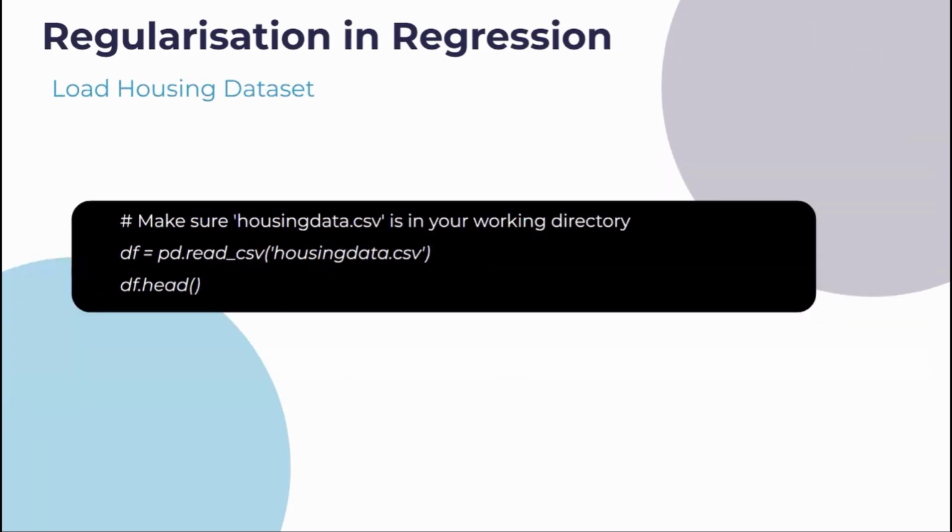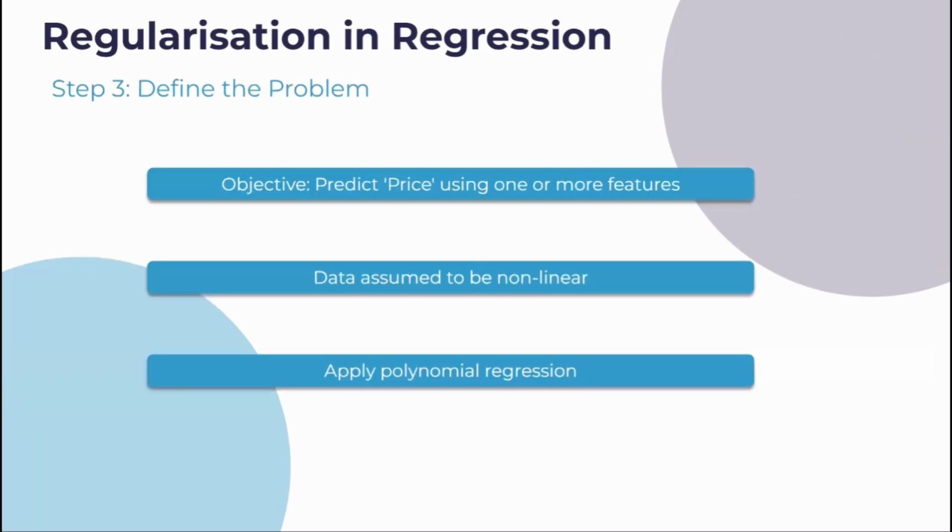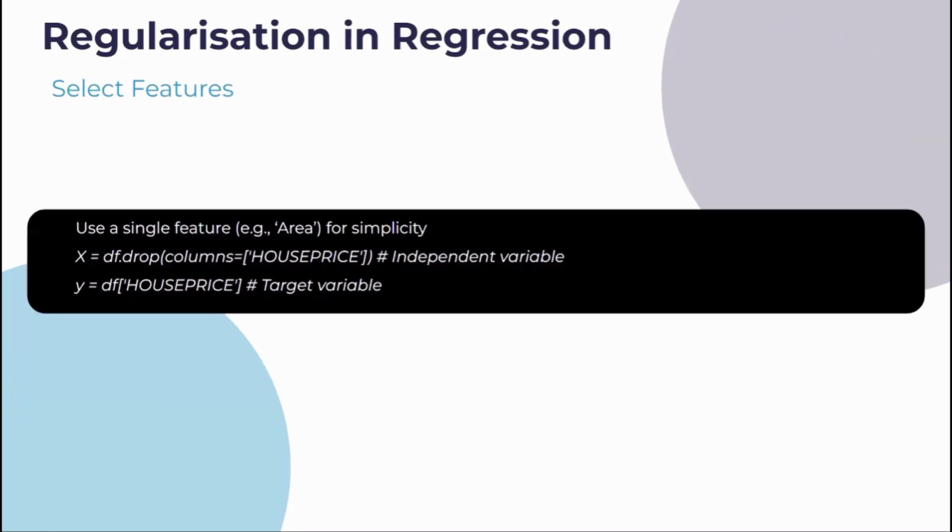So we have the house price data where we make changes. This is predicting the prices with more of the features. Apply polynomial regression also, because the data is somewhat assumed to be non-linear. So this is X and this is Y. Take all the columns, drop house price, that is your independent variable. Take only the target variable, that is house price, that's your target variable, that is Y. Next step, please.